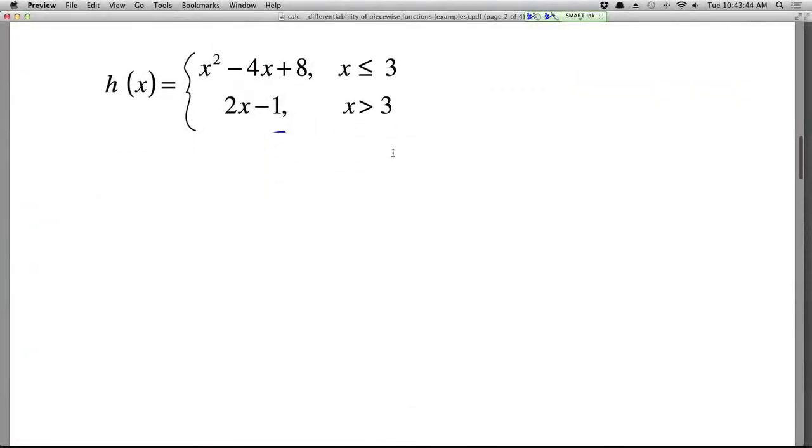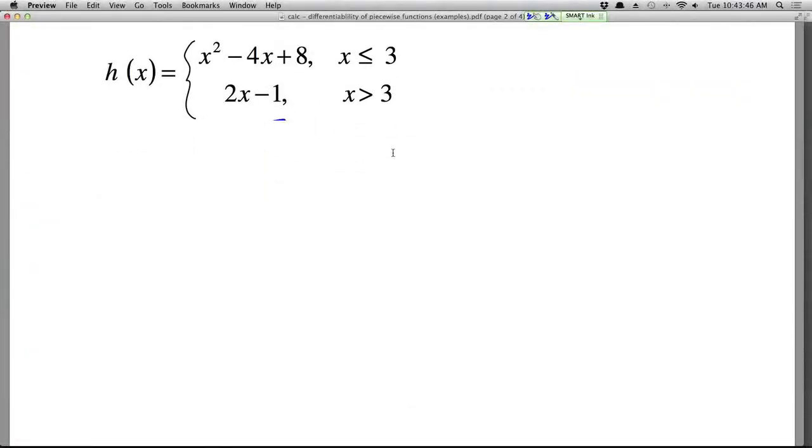All right, this one I have h of x equals x squared minus 4x plus 8 for x less than or equal to 3, and 2x minus 1 for x greater than 3. So I want to see if this thing is differentiable at 3. But first, as we did on the last one, I must see if it's what at 3? Continuous. So I need h of 3. So what is h of 3?